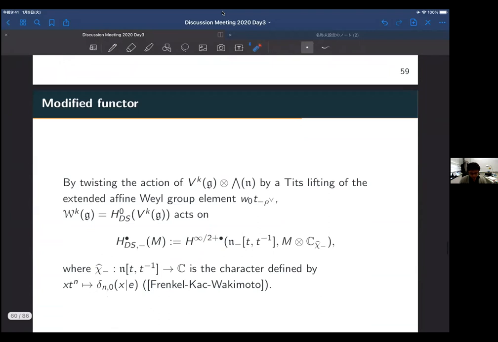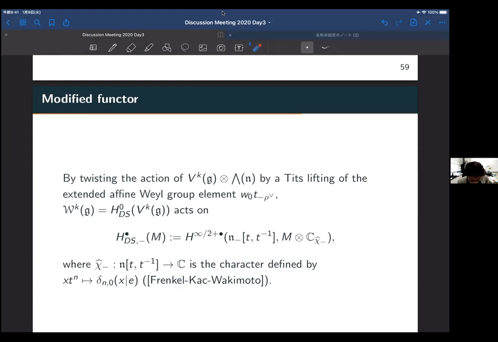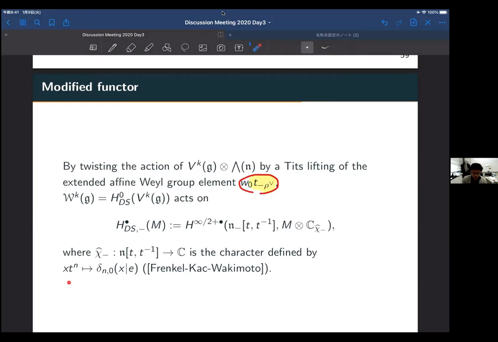So as we did in the finite dimensional setting, we can change the upper nilpotent algebra to the lower nilpotent algebra by twisting the action of this vertex algebra by this element of the extended affine Weyl group. The essential part of this modification is this part. If you twist by this part, we get this kind of semi-infinite cohomology, where the character is defined by this formula.